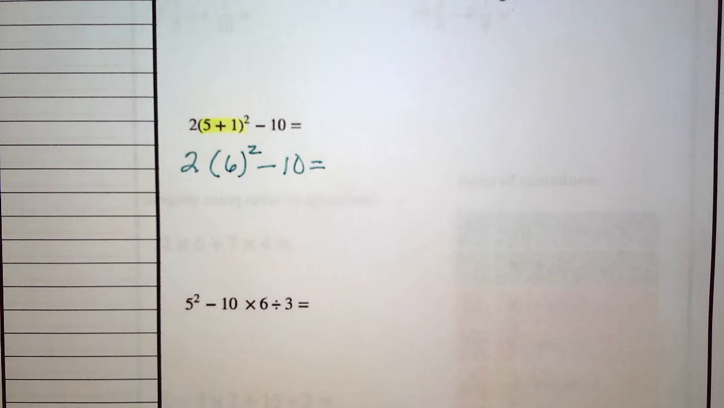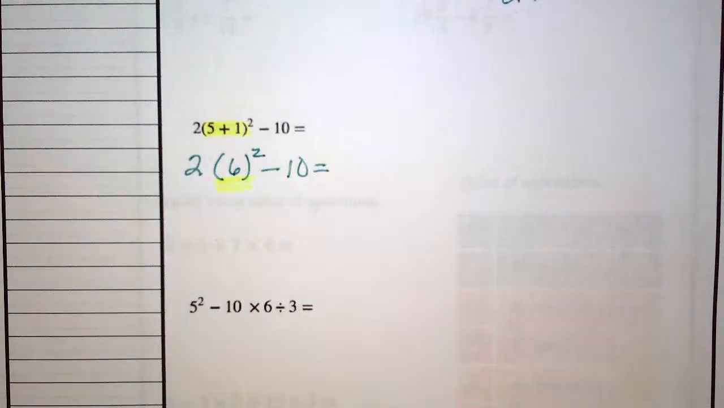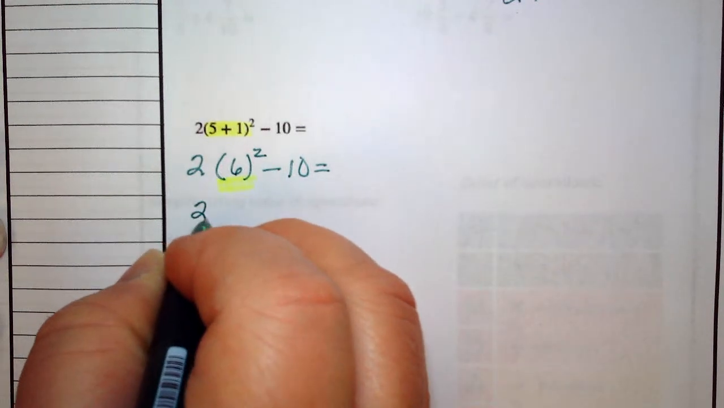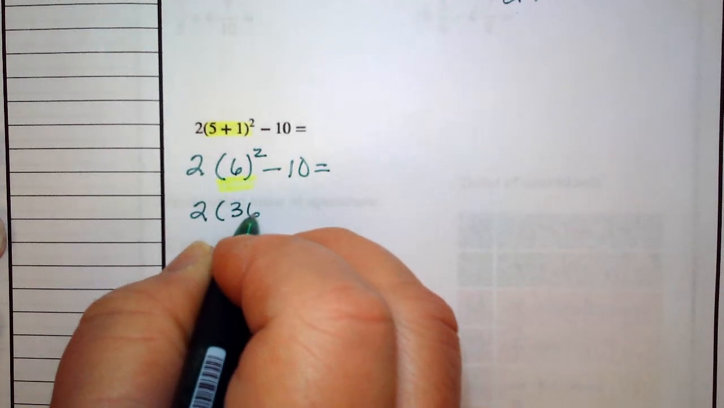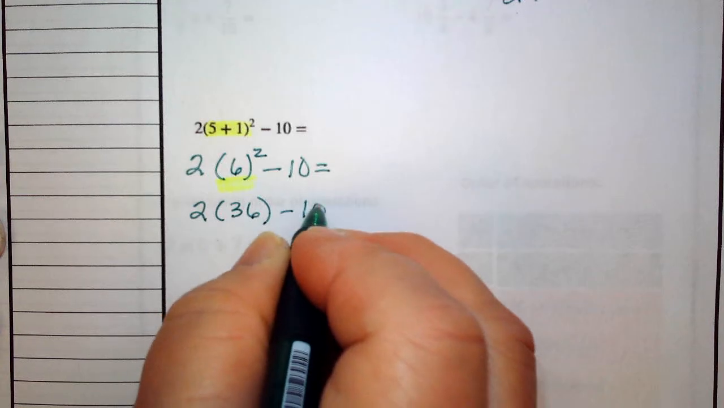Do I have exponents? Yes. I have the exponent of a 2, so that means I'm going to do the exponent next. 6 times 6 is 36. So this is 2 times 36 minus 10.